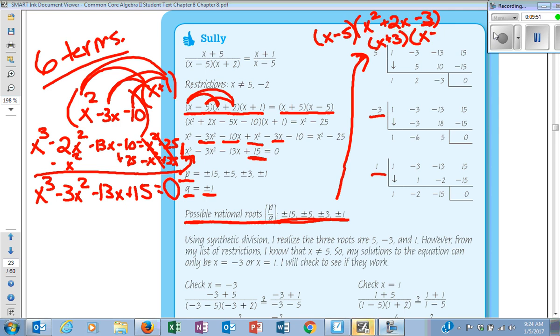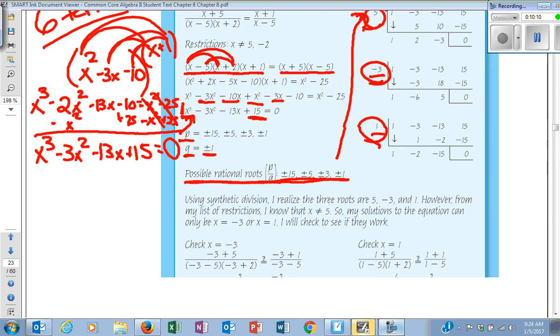X minus 1. So I would look at that, and that would be my roots, or what would equal, when this equals 0, my roots would be 5, because that makes that 0, negative 3, that makes that 0, and 1, like he found. But then at the end, you have to check your answers.